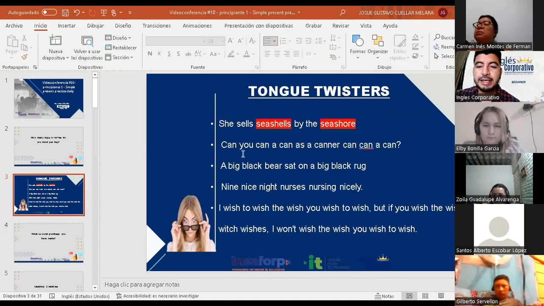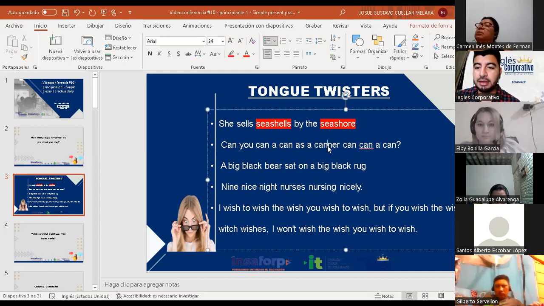Number two, can you can a can as a canner? Can a can? Okay, maybe canner. Can a can? Okay, can you can a can as a canner? Can a can? Okay, I like that. Me gusta bastante eso. Number three.